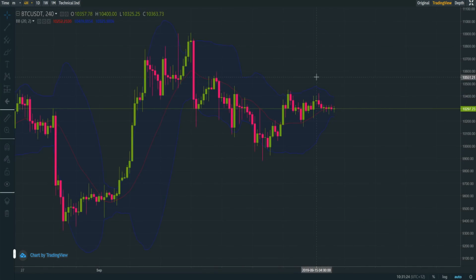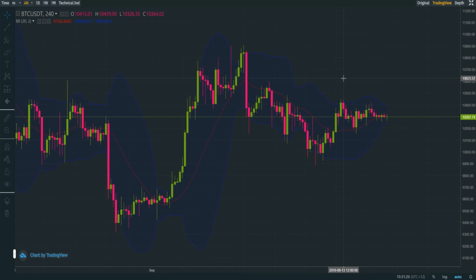So now that we have our Bollinger Bands set up, there are three key points that you need to know about with the Bollinger Bands. The first is the red line that you see here in the middle. Now this is a 20-point simple moving average. The second thing you need to know about is the upper band. So the upper band is this blue line here on the top. And the other thing is the lower band, which is the blue line here down on the bottom. Now these are the outer bands of our Bollinger Bands.